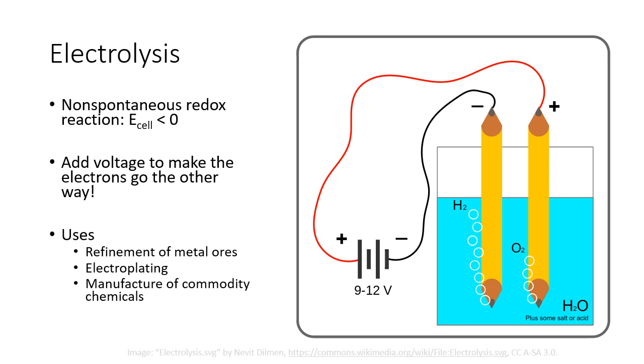So what do we use this for? Big business, refinement of metal ores. All the way back as far as 1890, we've been getting aluminum from bauxite using electrolysis. We use it for electroplating. So when we put thin layers of metal on the outside of another metal, actually electroplating can be used as a part of galvanizing. But you get the idea. You put a little layer on by using electrolysis.